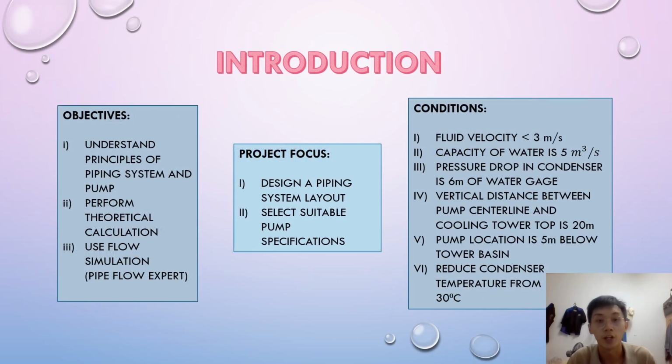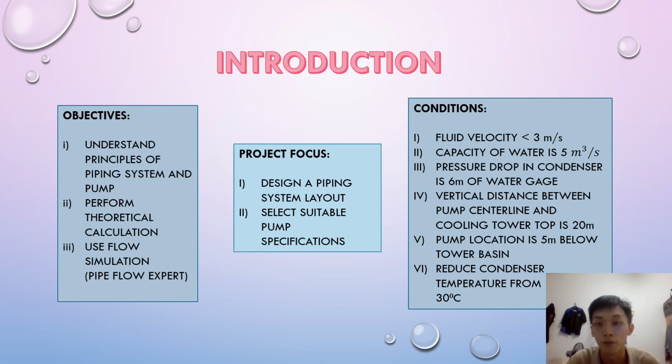First of all, for the introduction, this project mainly focuses on how to design a piping system layout. To design, we have to select suitable pump specifications. For the objectives, we have to understand the principles of the piping system and pump, and we will also perform theoretical calculations based on each formula, and use a simulation called Pipe Flow Expert to simulate the whole thing. As for the conditions, we must keep the fluid velocity below 3 meters per second.